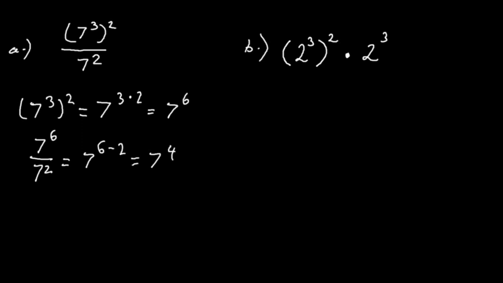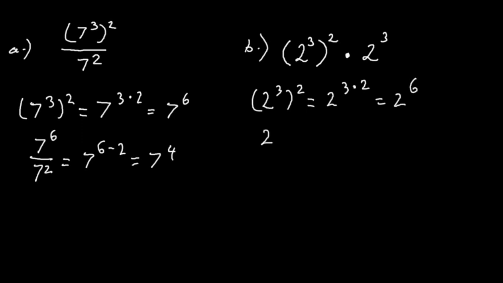Alright, so moving on to our next question, we have 2 to the power of 3, and then all of that to the power of 2 multiplied by 2 to the power of 3. We'll start with our brackets first. We'll evaluate what's in the brackets. So we'll have 2 to the power of 3 all to the power of 2, and we'll use our third index law. And so what we have is 2 to the power of 3 times 2, which gives us 2 to the power of 6.